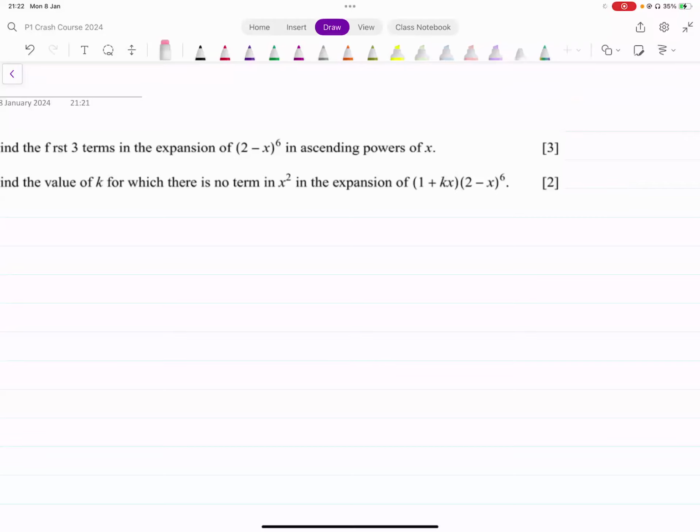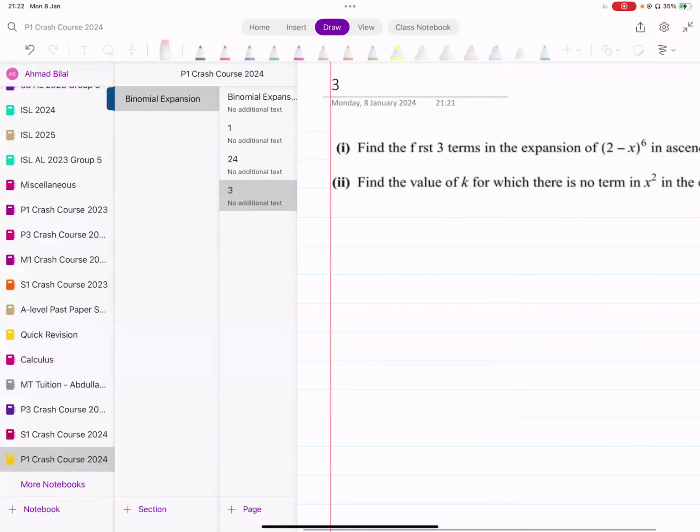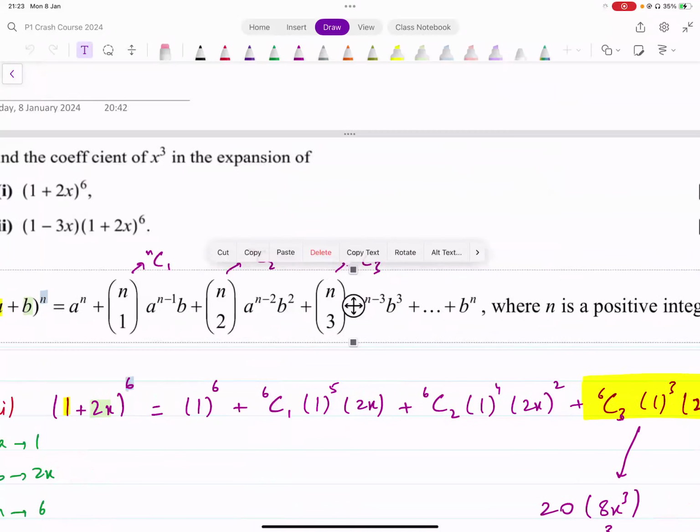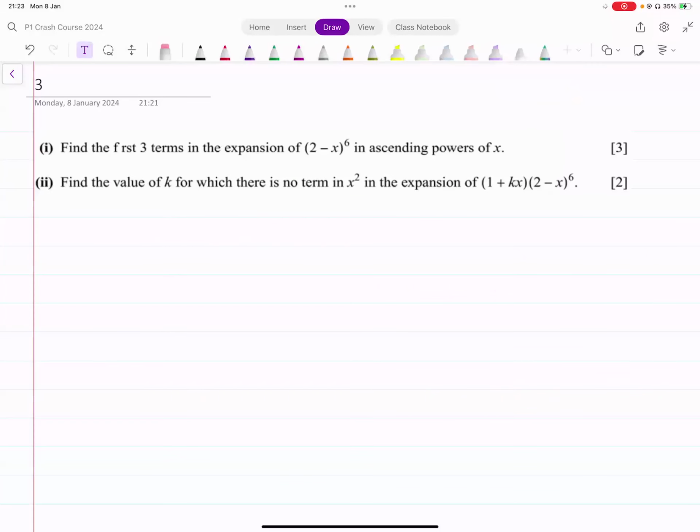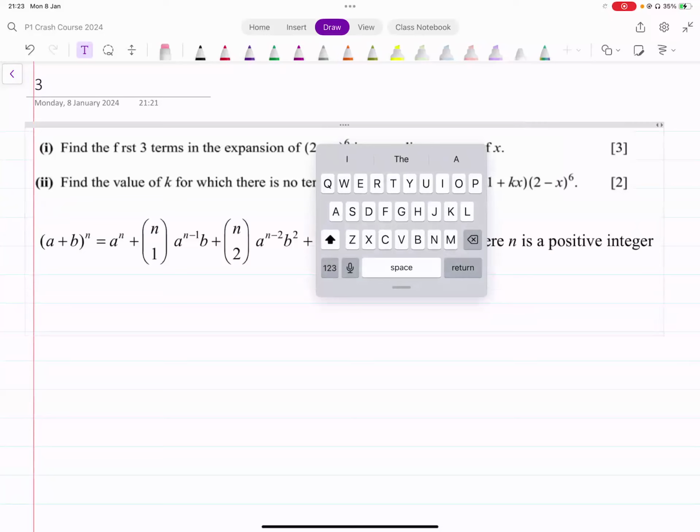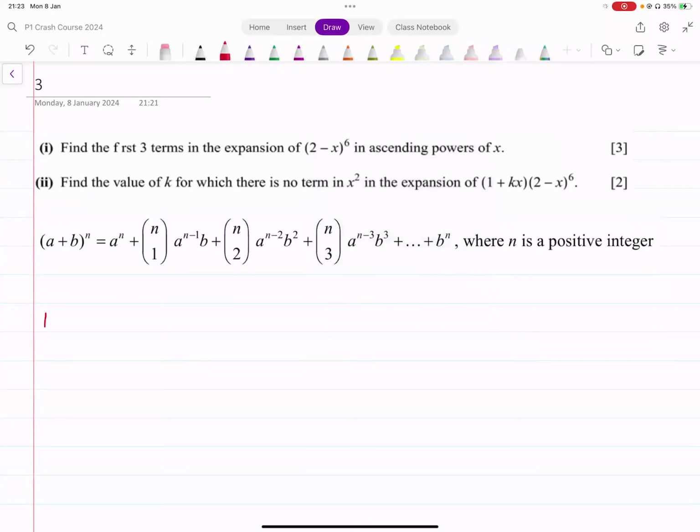Okay, let's quickly do this question, then we end. We have this formula in front of us. Let's copy this here. Okay, so first part is pretty straightforward. It says find the first 3 terms in the expansion of 2 minus x whole raised to power 6 in ascending powers of x. Let's do this expansion. We just need the first 3 terms. So a is 2, b is minus x. Do not forget the minus sign. N is 6.